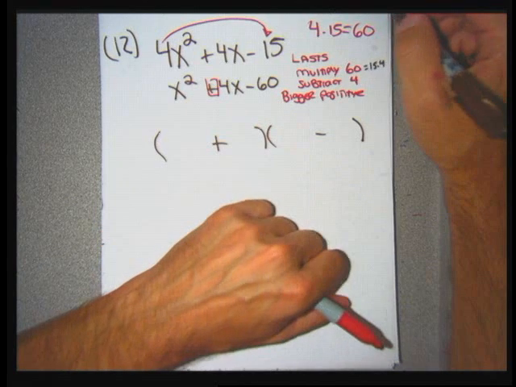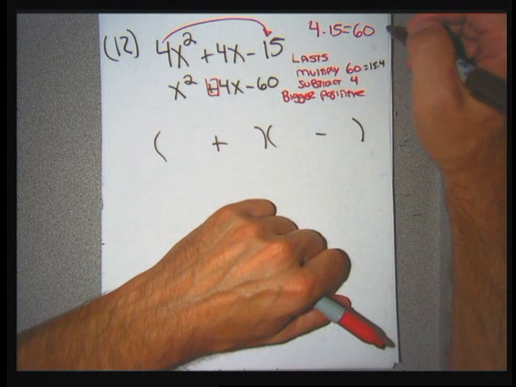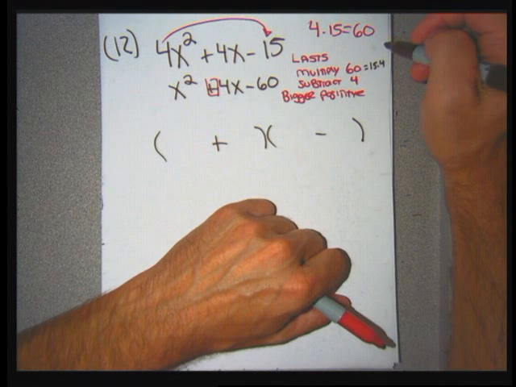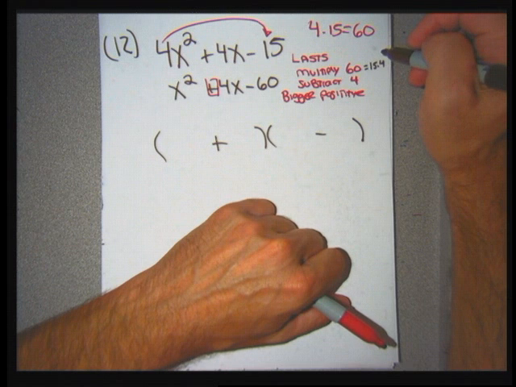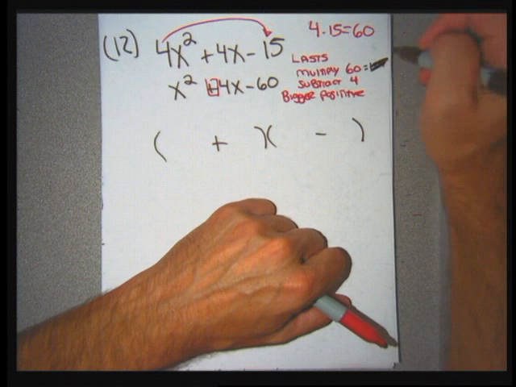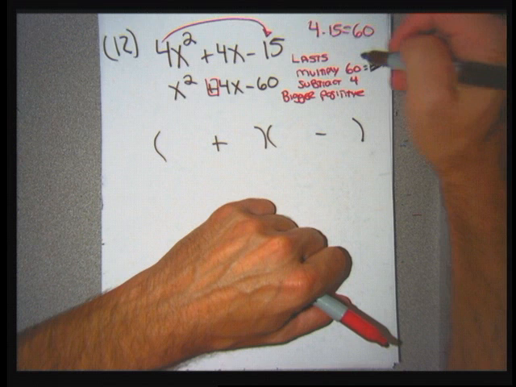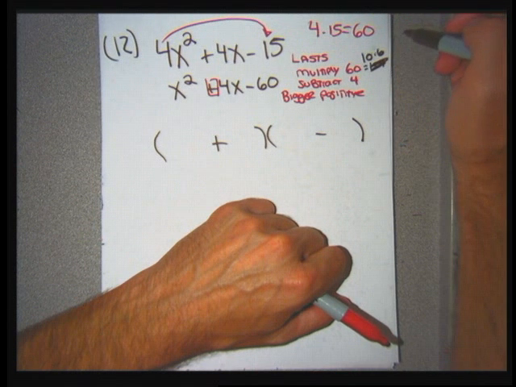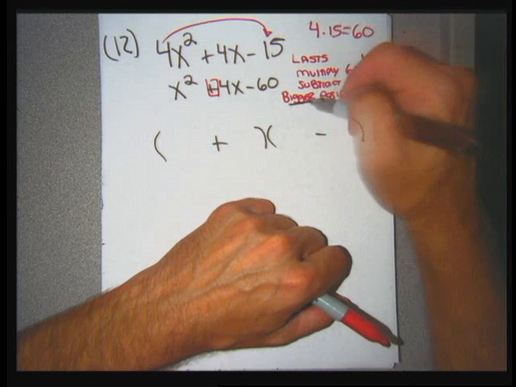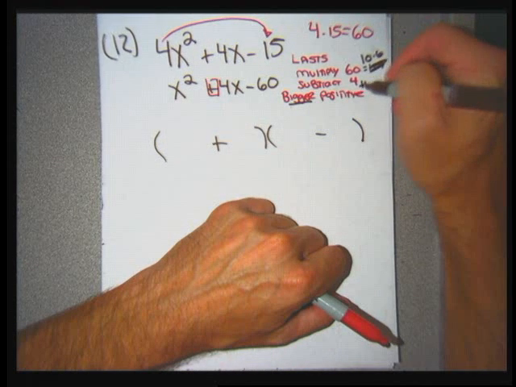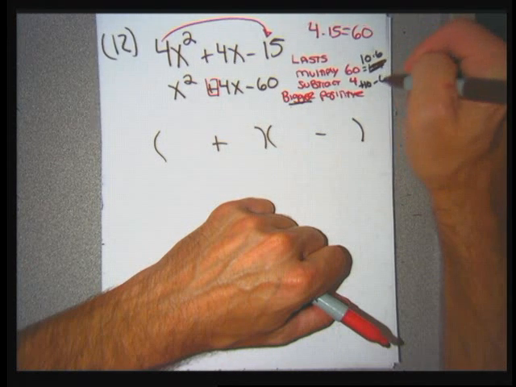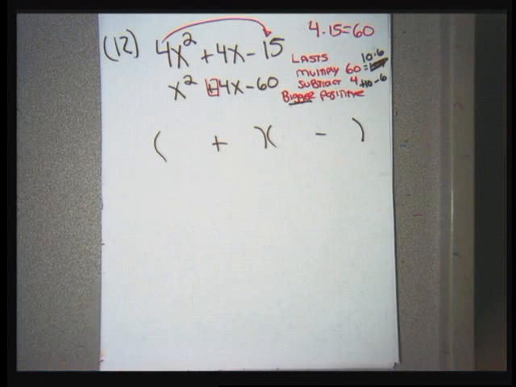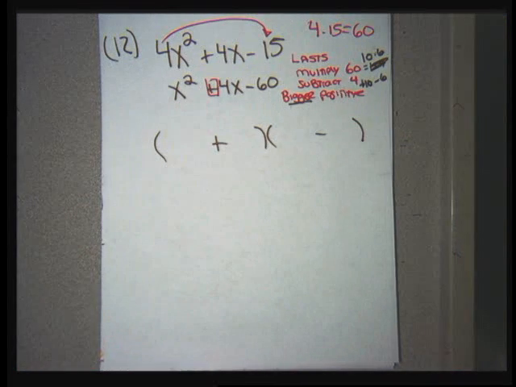And, whoops, that's not right. I just lied to you because I'm messing up. 15 minus 4 is 9. That wouldn't be good. How about 10 and 6? 10 times 6 is 60, and 10 minus 6 is 4. And 10 is the bigger number. I'm going to put a positive with the 10 and a minus with the 6. If you put the positive with the 6 and the negative with the 10, it won't FOIL out right.